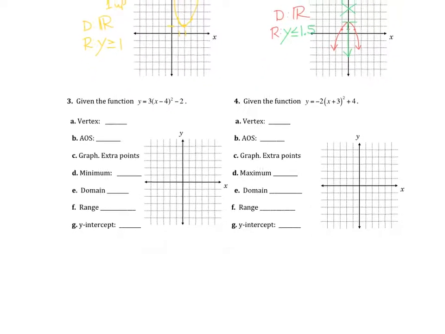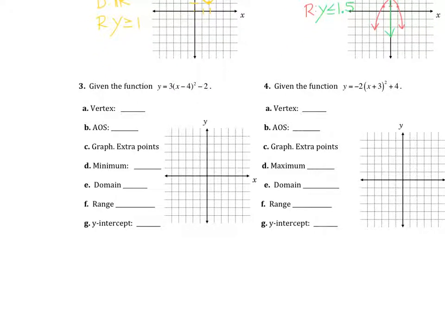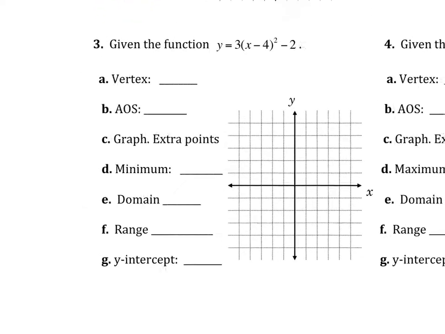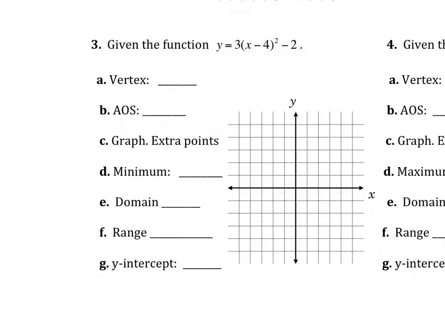Now, the last two, we're going to do it all. We're going to find all these parts. I know, you look at that and you're like, G, really? A through G. There's only one problem there. It's got 7 parts to it. Okay, so let's do it.